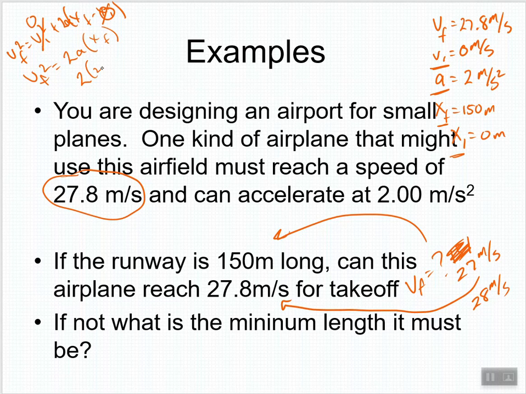2 times 2, because my acceleration over here is 2. XF is 150. So I get 2 times 2 is 4. 4 times 150 is 600. VF squared equals 600. So now I need to simply find what the square root of 600 is. And VF turns out to be 24.5 meters per second.